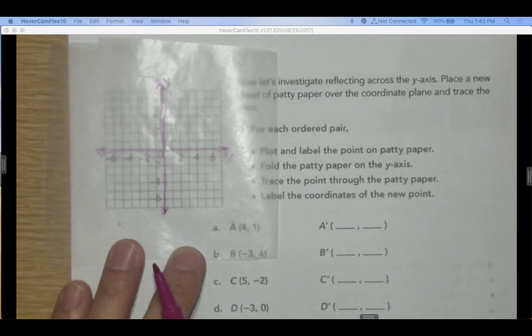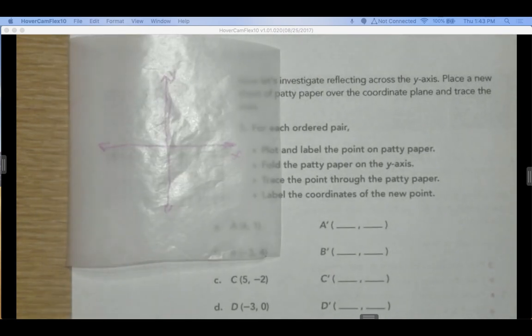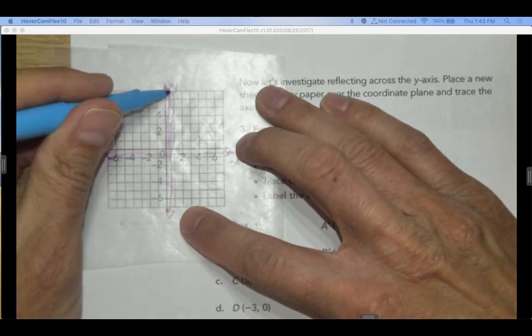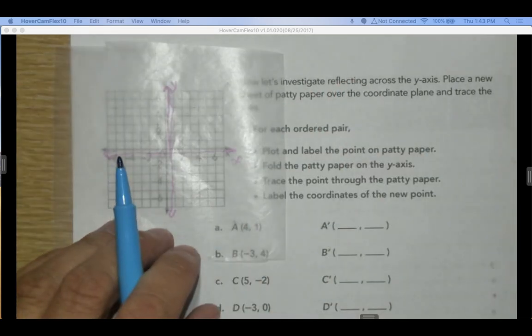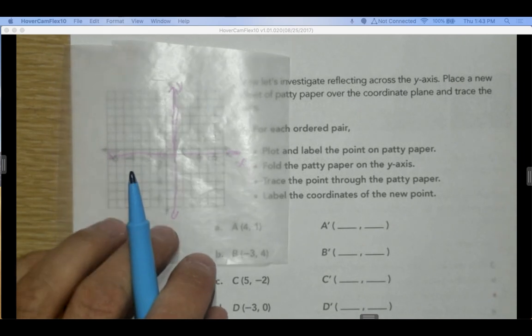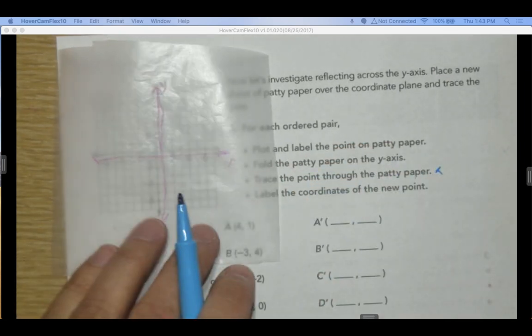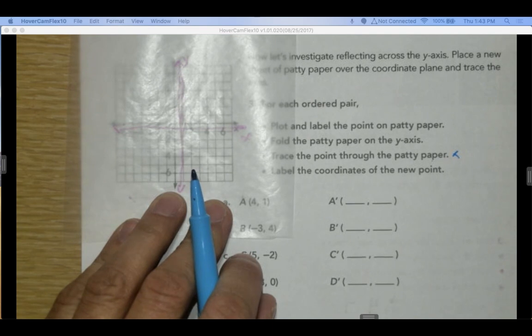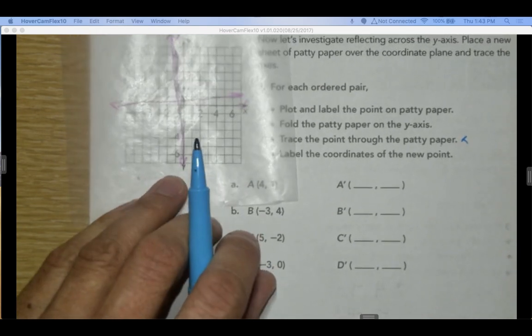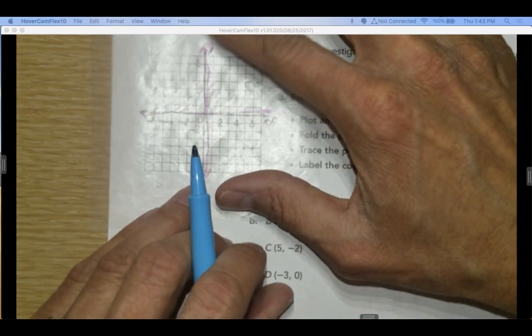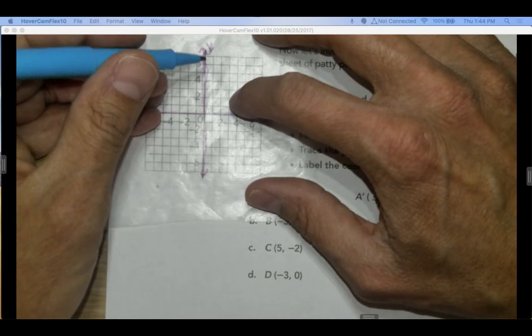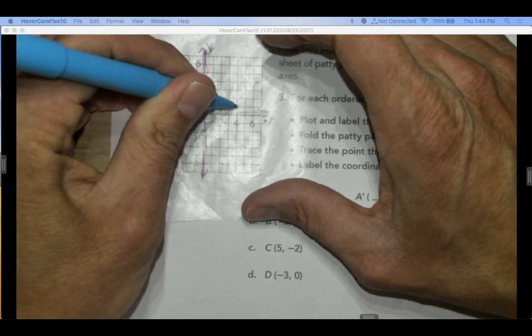All right. For each ordered pair, plot and label the point on patty paper. Fold the patty paper on the y-axis. So the y-axis is this one now. Trace the point through the patty paper. Can't quite do that. Label the coordinates of the new point. Okay. So A now is 4, 1. So I go to 4, I go to 1. Boom.